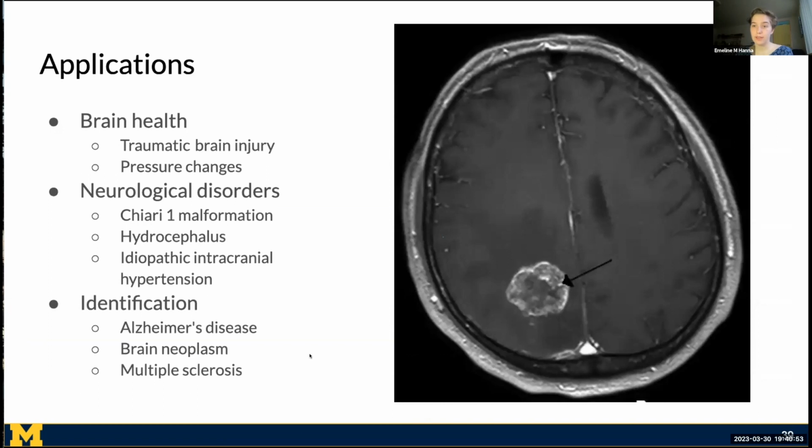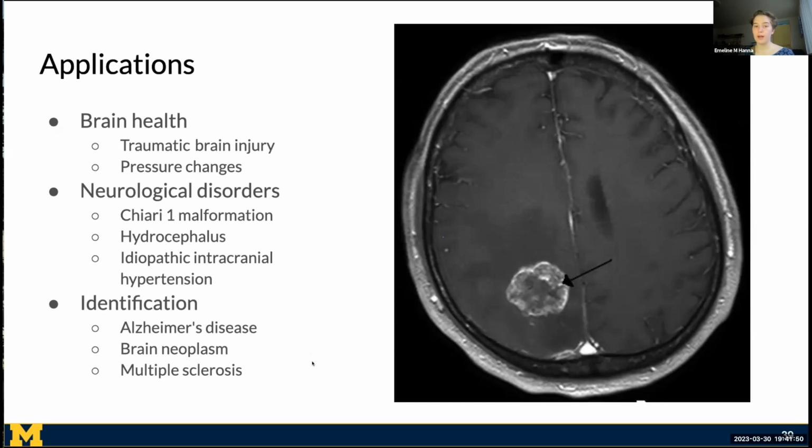So the applications of amplified MRI are numerous. It could be used for looking at different brain health things. So for traumatic brain injury, the pulsation of the brain could be very relevant to that patient. And it also could visualize intracranial compliance, which means the change in volume as related to the change in pressure, which would be important for brain injuries, and then also for things such as hydrocephalus, which is when your cerebrospinal fluid accumulates in your brain.